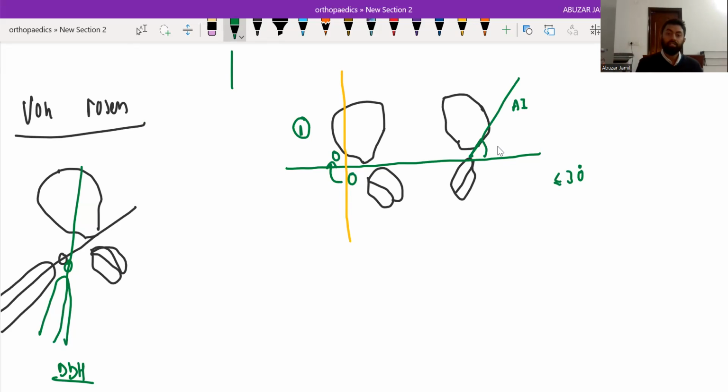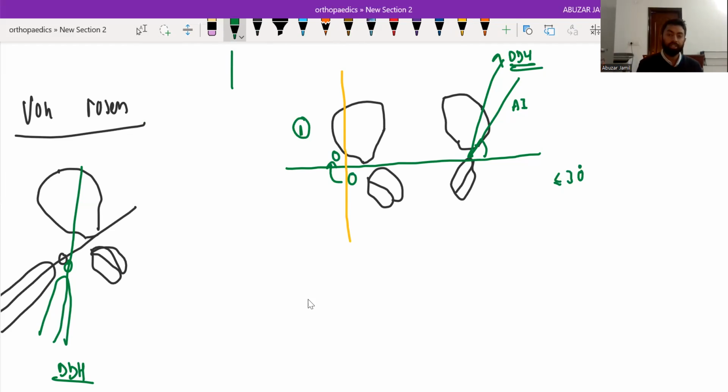But in a case of DDH, because the acetabulum becomes shallow, this angle increases. So due to the shallowness of the acetabulum, the angle increases. In case of DDH, the acetabular index is more than 30 degrees.